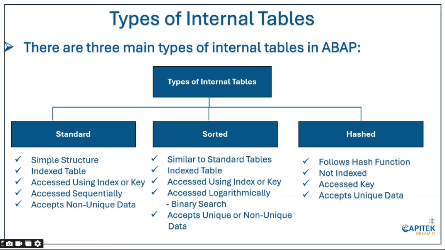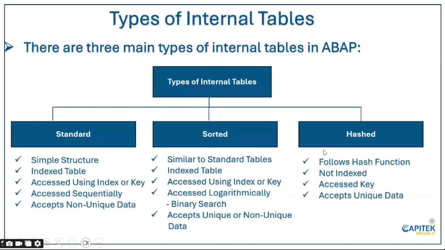And this hashed internal table accepts only unique data. Unique data means, as I told already, it will not accept any duplicate data. It will accept only non-duplicate data. Okay, so that's about the total.